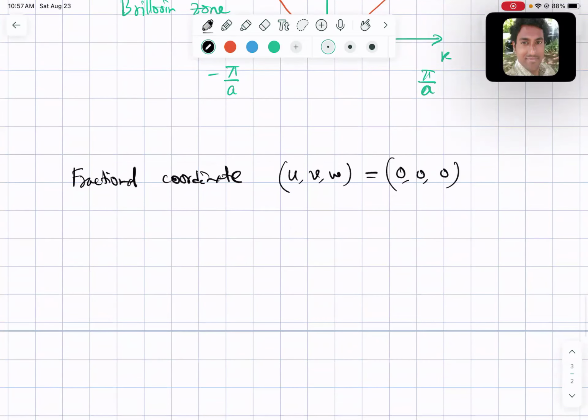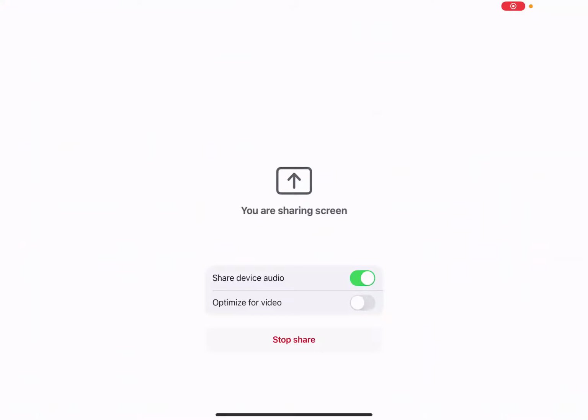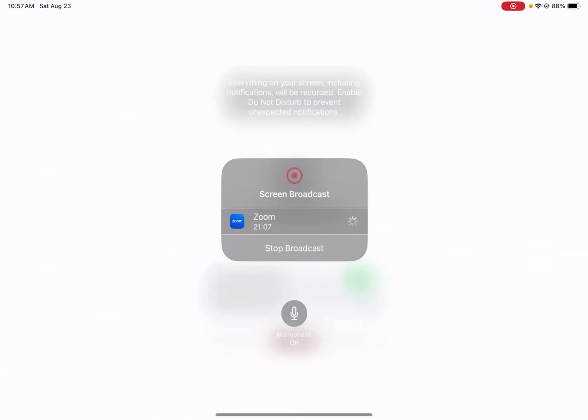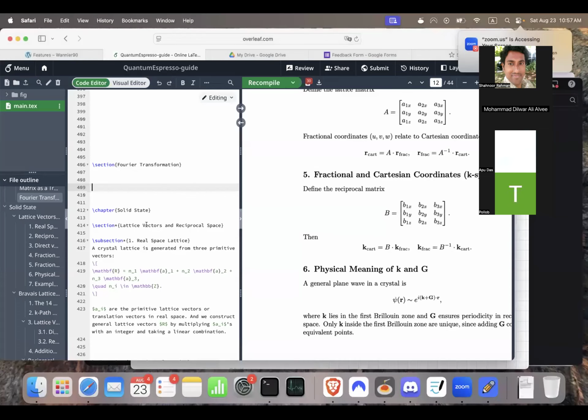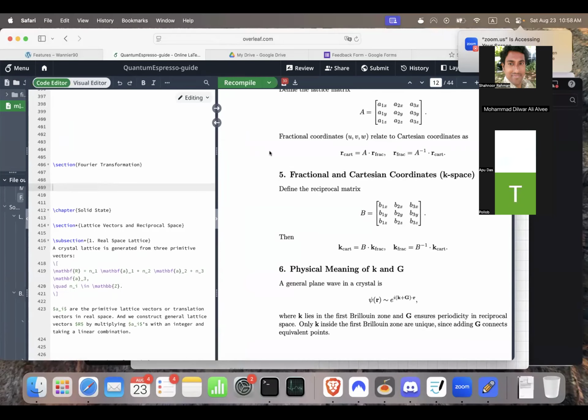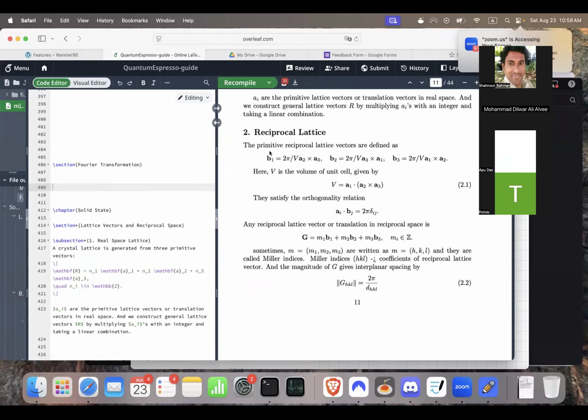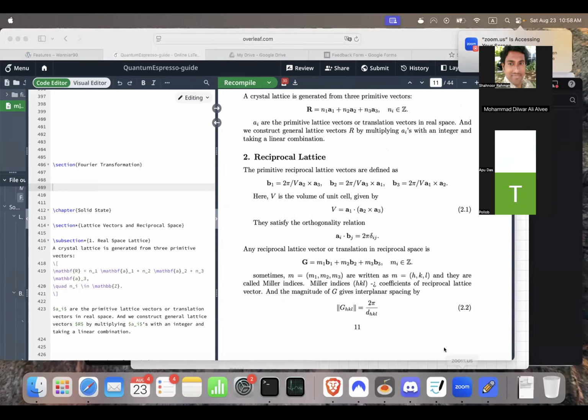The way we do that, let me share my other screen. Stop share, stop broadcast. Desktop 1. Can you see my screen? Yes, sir, we can see.